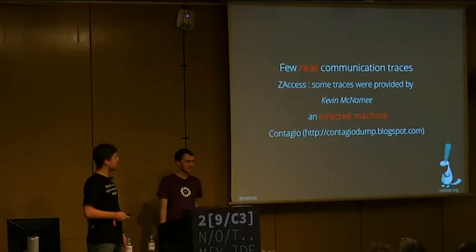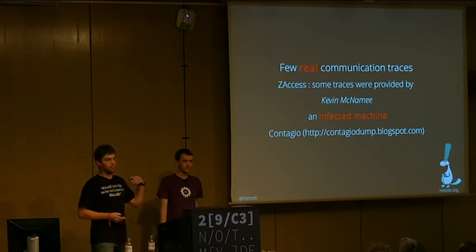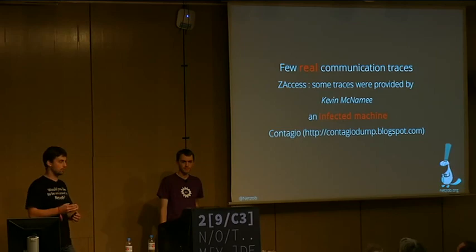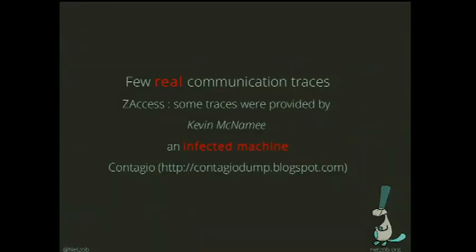First, we have some requirements, of course. We need real communication traces. We contacted Kevin McNamee, the first who reversed the encryption protocol of the ZeroAccess botnet. He sent us some real traces. We deliberately infected one of our machines to gain more traces. And a few days ago, we also downloaded from Contagio, a blog where you have samples of malware, some pcaps of ZeroAccess. So we downloaded all these three sources of traces and used them to reverse the protocol.